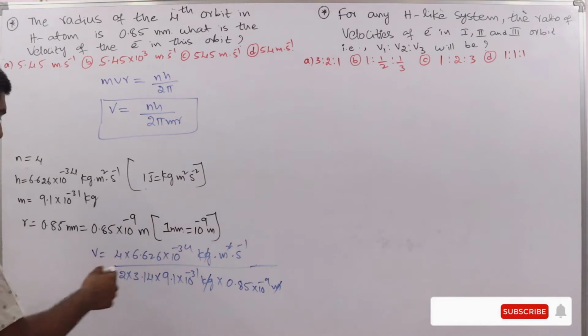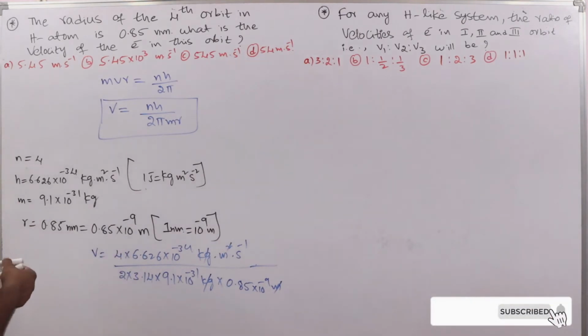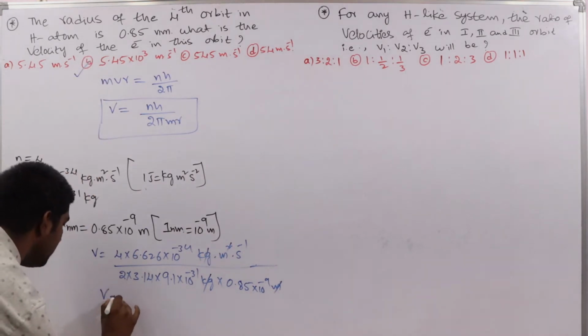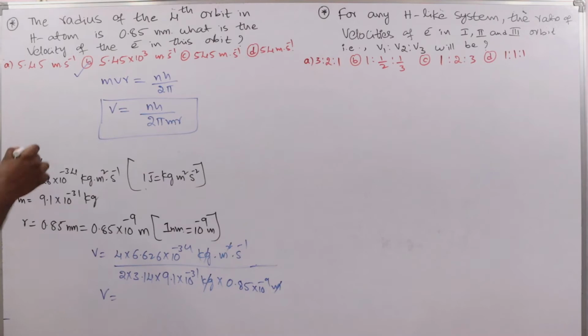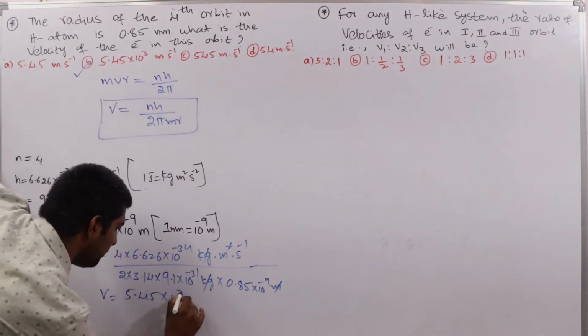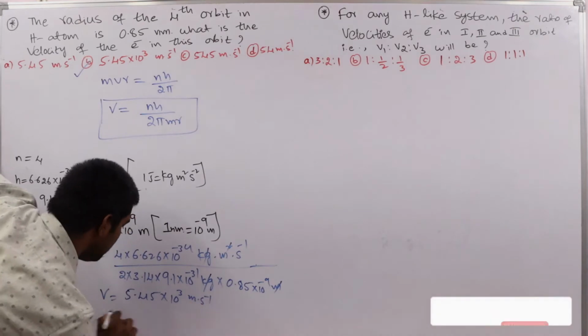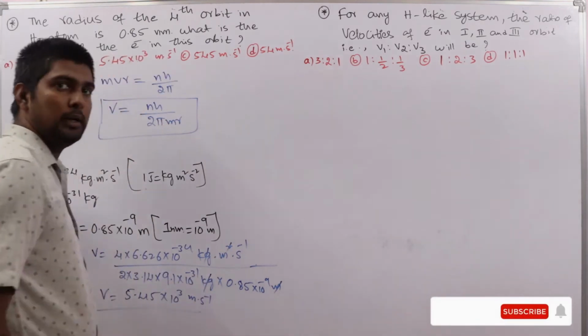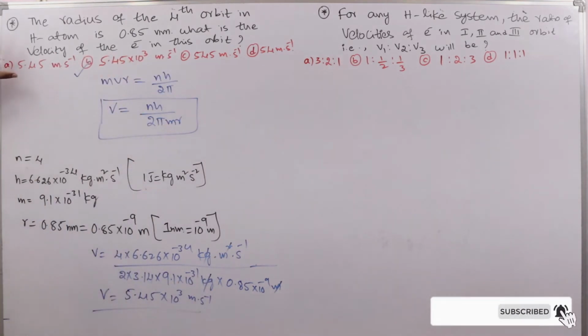So after simplification we get the final answer: velocity v is equal to 5.45 into 10 power 3 meter second inverse. So this is the final answer. 5.45 into 10 power 3 meter second inverse. See, very simple problem.